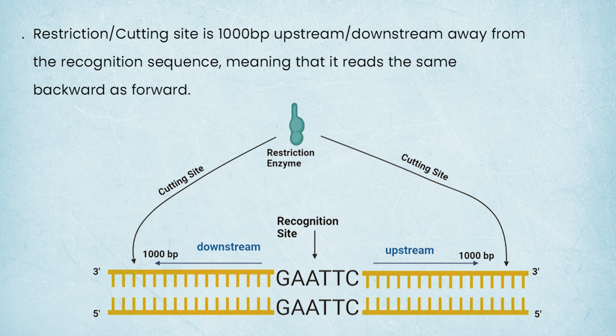Normally, it is 25 to 27 base pairs downstream, 3 prime from the recognition sequence. So they are in the downstream region, the 3 prime region. So they read only backward. They will recognize their sequence, which has been shown on the next slide.